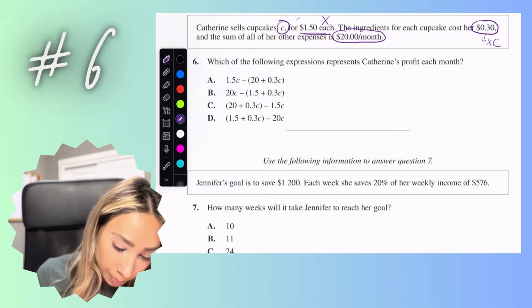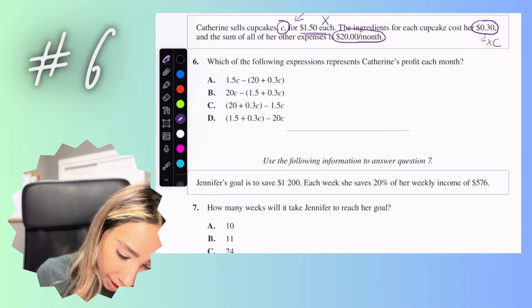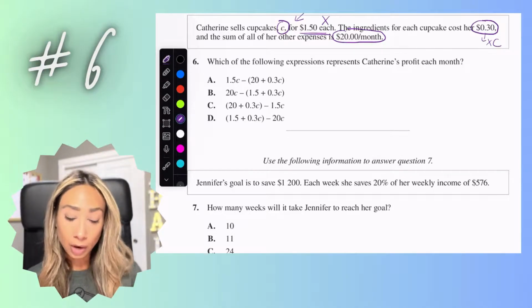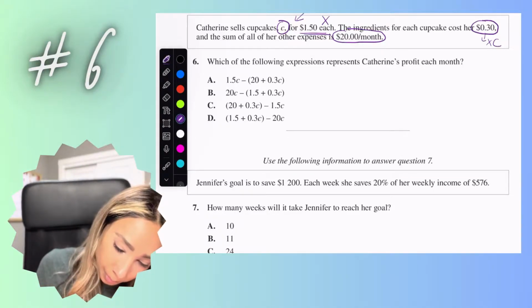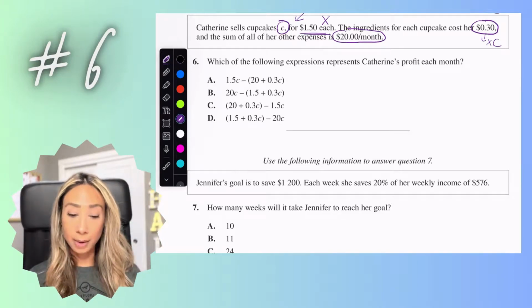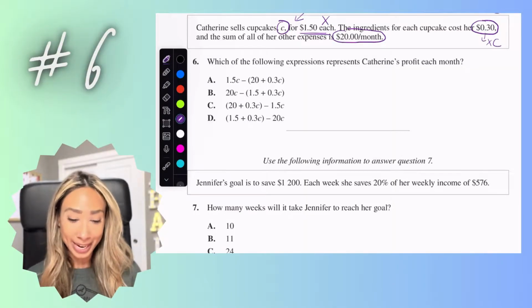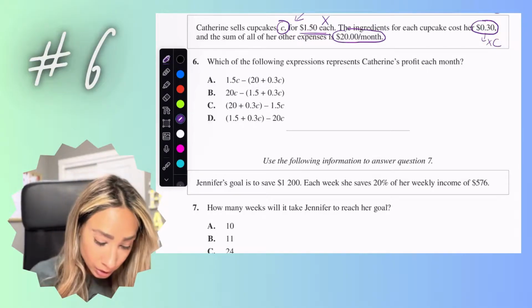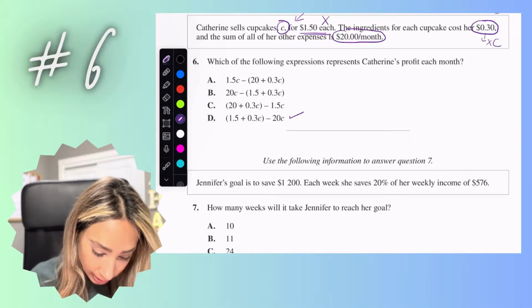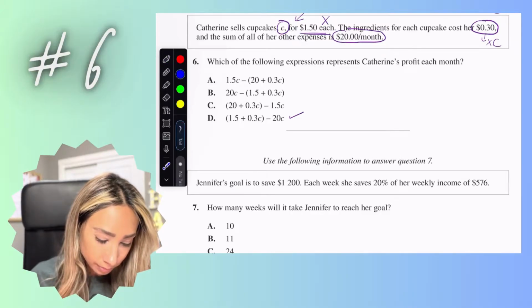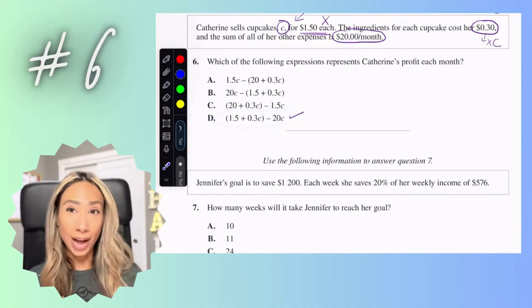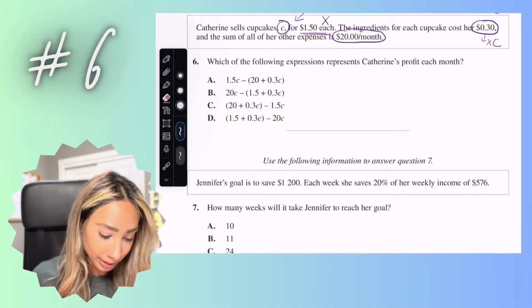Okay, so let's think about it. We know we're gonna go 1.50 C because it's for each cupcake, but we also know to make each cupcake, it's gonna cost about 30 cents. So that means this one would be exactly 0.3 C, 0.3 per cupcake. So anything that doesn't have those two variables, I can cross off right away. So it looks like this one does, but it has 20C. And remember, our $20 is like a flat rate per month. So we can definitely take that one out.